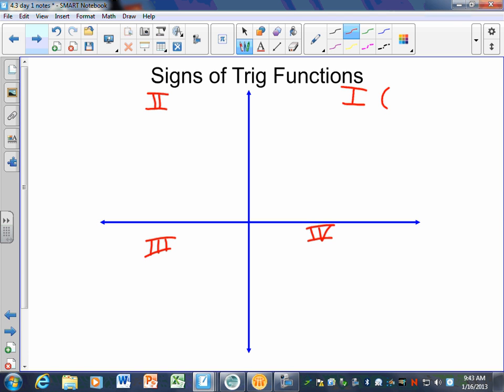If I look at all ordered pairs in quadrant 1, what are the signs of x and y? Is x positive or negative in quadrant 1? Positive. And what's y in quadrant 1? Positive. So if you look at the sine, cosine, or tangent of any angle in quadrant 1, you can figure out whether it's going to be positive or negative.